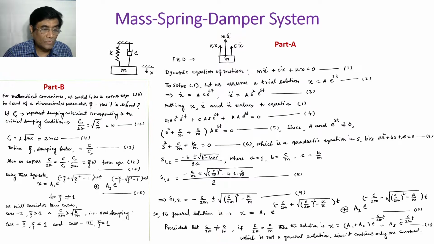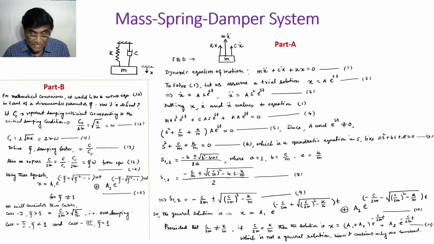Zeta is defined like this, C by Cc, and in terms of zeta and omega, C by 2m equals zeta omega. That's the reason we have introduced this parameter, right? We can write x equals a1 e to the power (minus zeta plus root over zeta square minus 1) whole into omega t, plus a2 term. These are the two constants associated with each root.